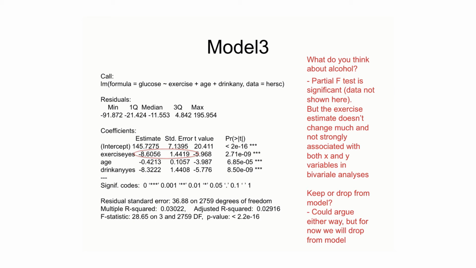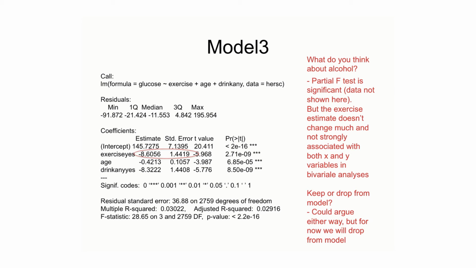This doesn't change our estimate for exercise much compared to the last model, and when we looked at our bivariable relationships earlier, alcohol wasn't strongly associated with both X and Y, so it's not a confounder statistically. But if we conduct a partial F-test, which isn't shown here, the test is significant, suggesting that the model is better. Remember, better means smaller error, so the predicted values are closer to the observed values, meaning that our model has significantly better predictive power. This is more important for predictive models. It's not as important with an effect size model.